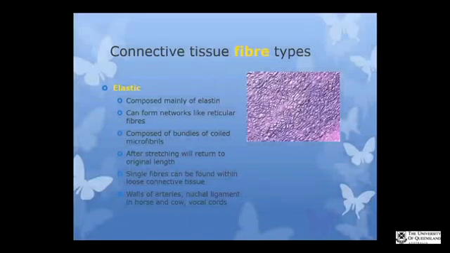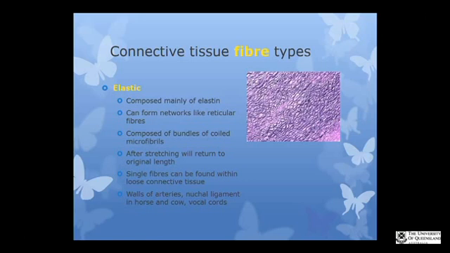Elastic fibers, and you can see that these have a very definite crimp to them. You can see this little wave here. They're composed mainly of elastin. They can form networks like reticular fibers, or they can be in bunches of coiled microfibers, microfibrils. One of the things about the elastic fibers, as their name would suggest, is that after they've stretched, they will return to their normal length.